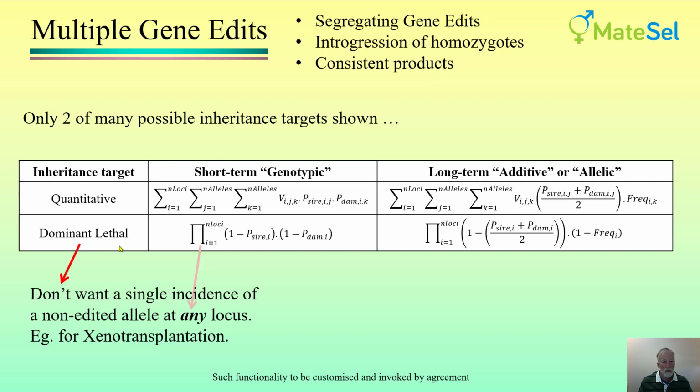And what I've called dominant lethal is an example of where you would not want a single instance of a non-edited allele at any locus, and that's the example we've had from xenotransplantation. In this case, you can see that if you had certainty of transmission of an unwanted allele from even just one parent, this would come to 0 and the whole construct would come to 0. And so that could be used to handle a whole collection. Of course, this may be a bit harsh and you might want to moderate such a function. And this is the sort of reason that we don't want to build these things into MateCell, because the constructs to use here depend very much on the situation. And so this is a case where functionality will be customized and invoked by agreement.